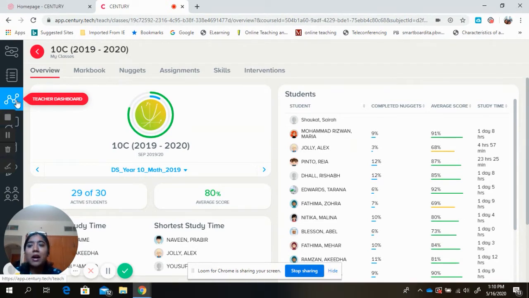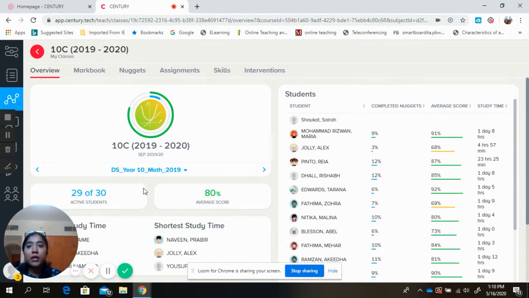Now, after a student does Century, we assign work, they do the work. We check the status, whether they've completed or haven't completed. But what else can we do with Century? What are the other analytics that we can do with Century? This is an effort just to show you the different analytics that are possible using Century and what kind of information we can gather from it.